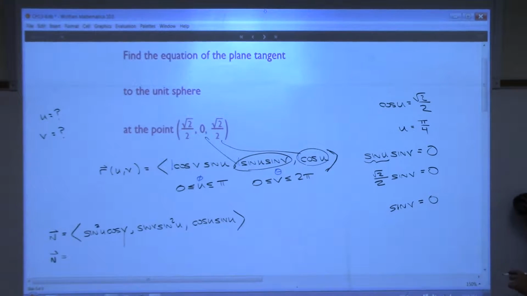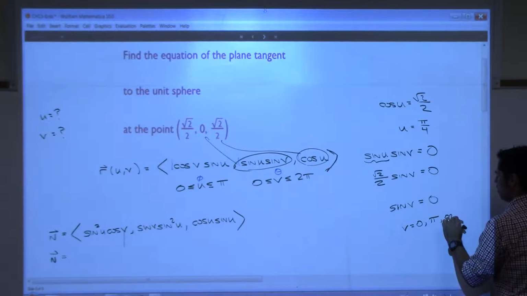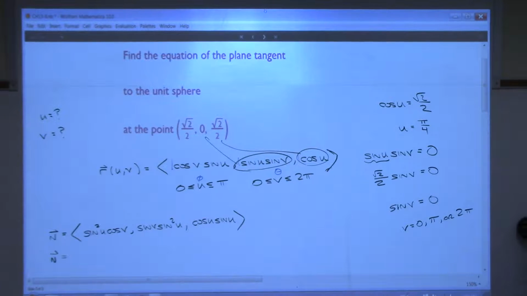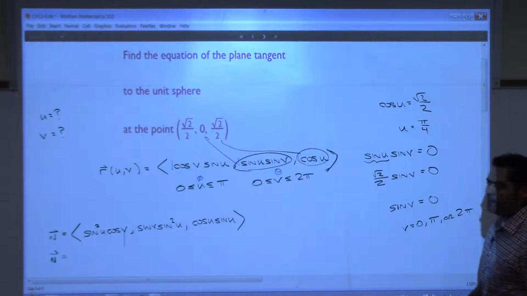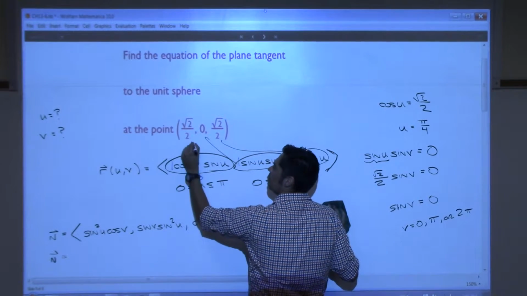Where's sine 0? 0 and pi and 2 pi, right? So I have a couple of different options here. V could be 0, pi, or, yeah, I'll say or 2 pi. Do you agree? That's not good enough. So we should be able to get it from this last one. How about this last one?